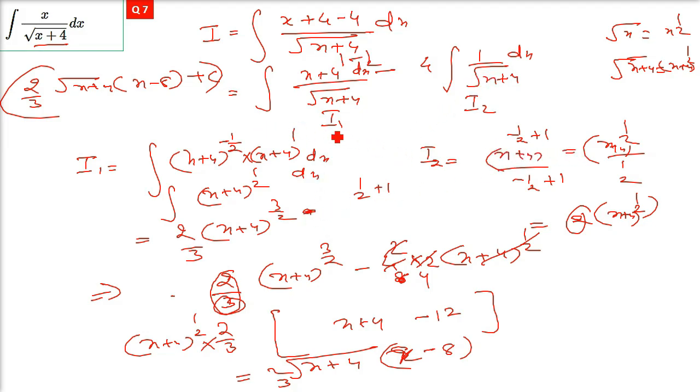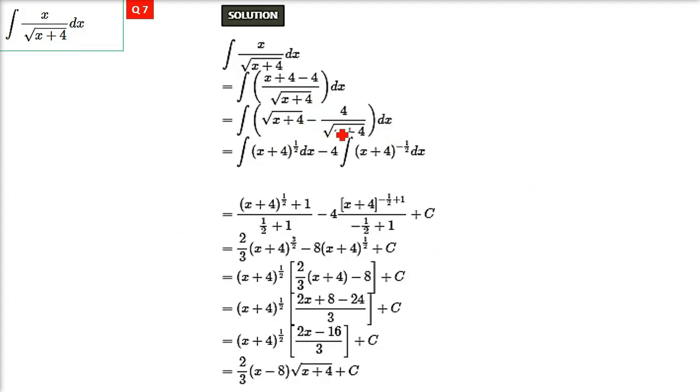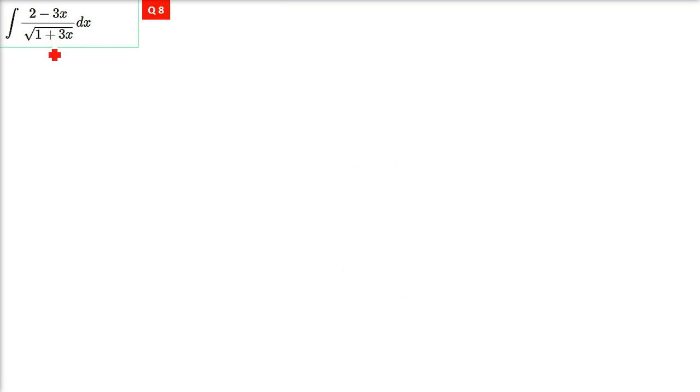So please remember, integration and dx will always be there. I am omitting it, but you shouldn't. So this was a very straightforward question, and I suggest you go ahead with the next question: 2 minus 3x by under root 1 plus 3x. If you have any way to convert 2 minus 3x easily into 1 plus 3x, it will be much easier. Alright, if it is not possible, then the simple way is to take 1 plus 3x as t. That's the standard way. Always remember, you don't need to press your brain hard.